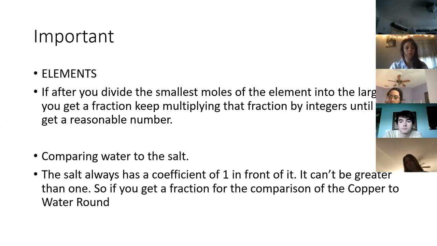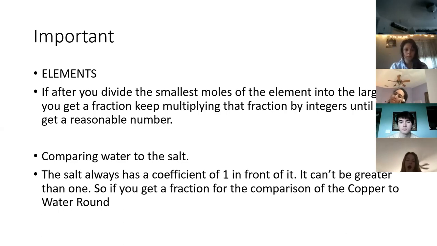So 2 didn't work. I'll try 3. Multiply the 1 by 3, I get 3. Multiply the 1.3 by 3, I get 3.9. That's close enough to 4 that I'm going to go with it. So I have a ratio of the elements of 3 to 4 at that point. Kyle, you with me so far? Yeah, thank you.